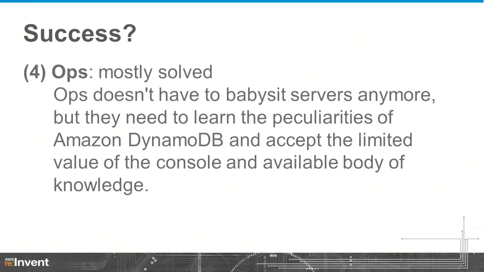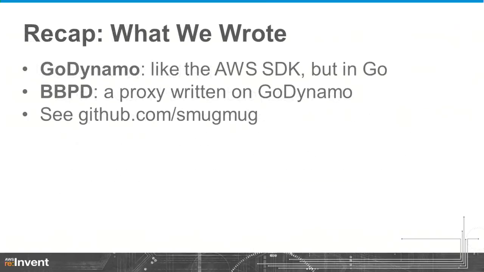Now I'm going to spend a little bit of time talking about the tools I wrote and a little bit of code. Why you care, once again, is because I'm giving them to you. First is a full SDK for Dynamo called Go Dynamo. It's written in Go. Unlike the SDKs from the Amazon site that support all of their services, this is just Dynamo-centric. Then BBPD is the proxy that sits on top of it and that you can communicate with through HTTP. They're at github.com/smugmug, and they're all BSD licensed, BSD2.